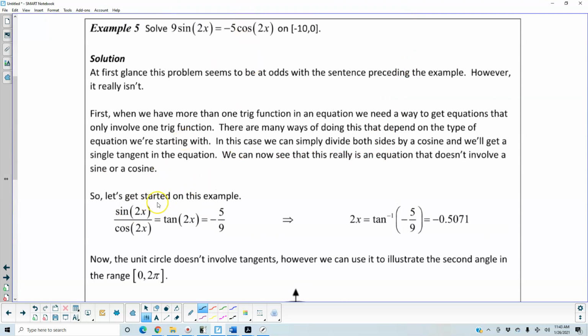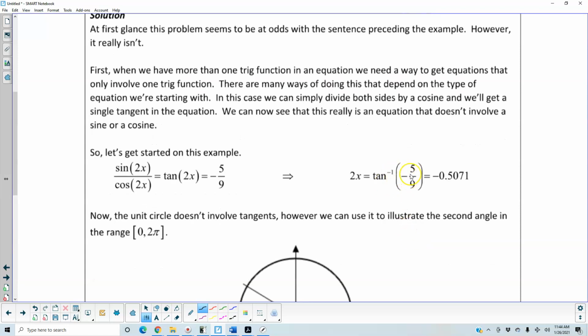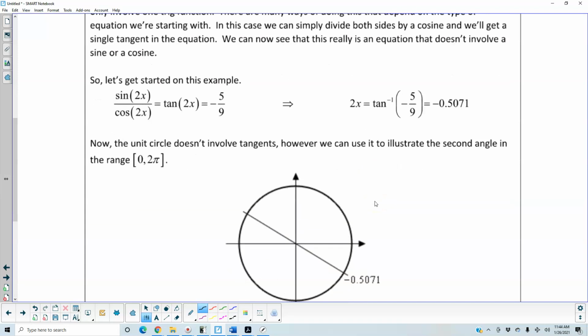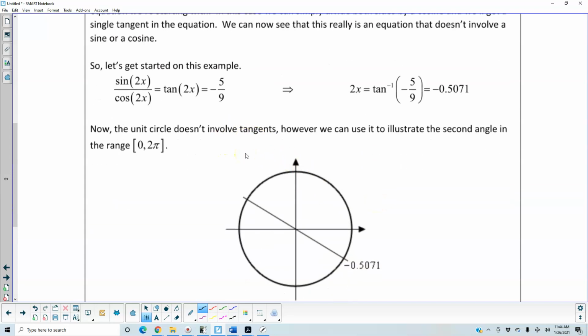So if we divide both sides by the cosine of 2x and then divide both sides on the right side by 9, then we're going to get sine of 2x over the cosine of 2x, which is equal to the tangent of 2x, which is equal to the negative 5/9. So now, dividing both sides by the tangent, we get 2x, which is equal to the tangent inverse of negative 5 over 9. Tangent inverse of negative 5 over 9 is equal to negative 0.5071. Now, the unit circle doesn't involve tangents.